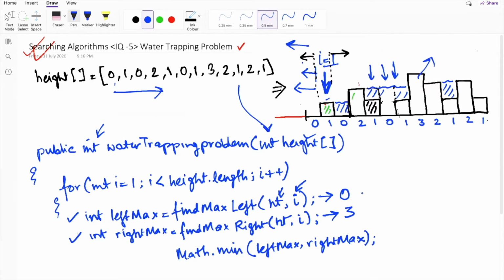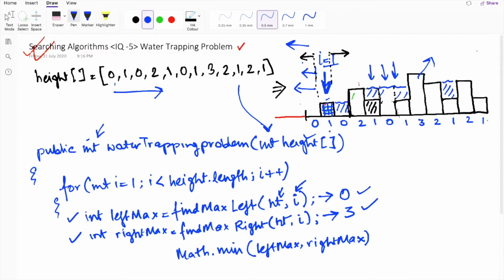So here you can see first we have calculated the two highest points on the left side and the right side of the array, and then we are calculating the minimum out of the two, which will denote the water holding capacity of a particular block. Now the next step is that we have to subtract the height of the corresponding block that we are calculating.